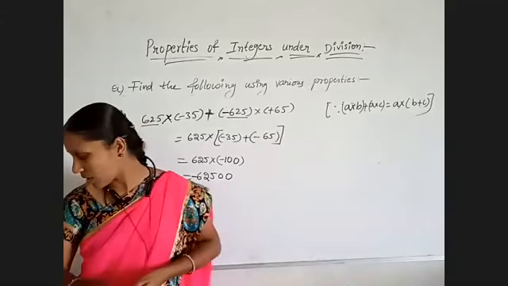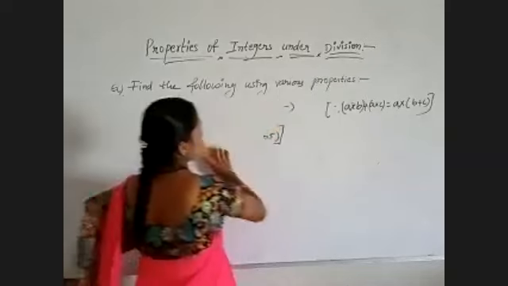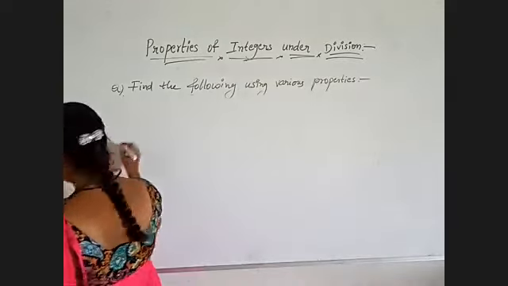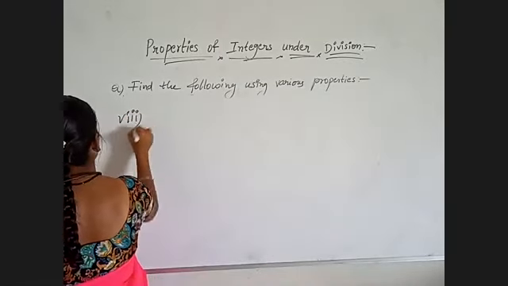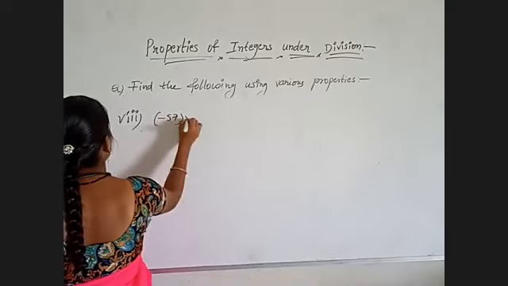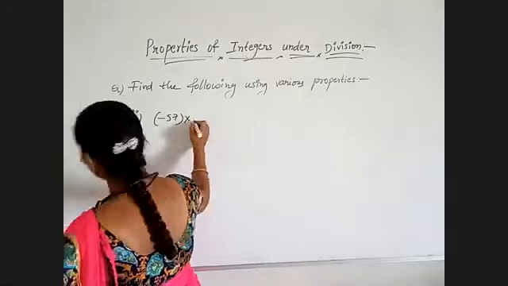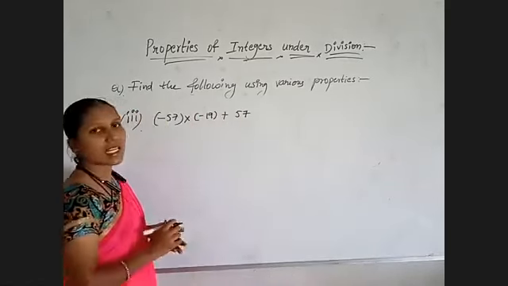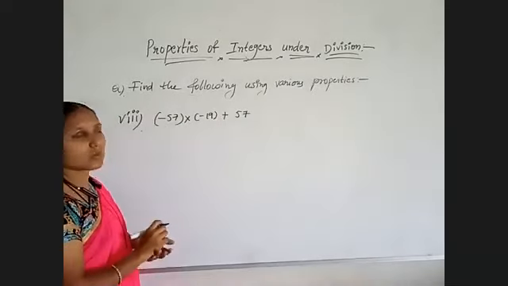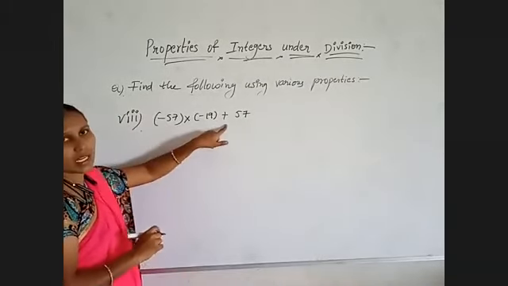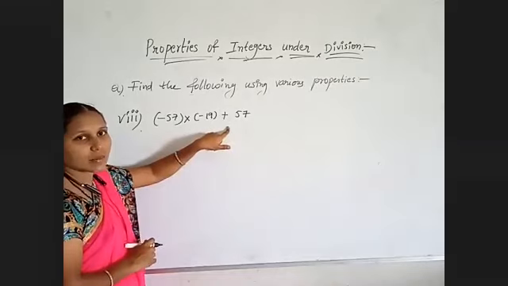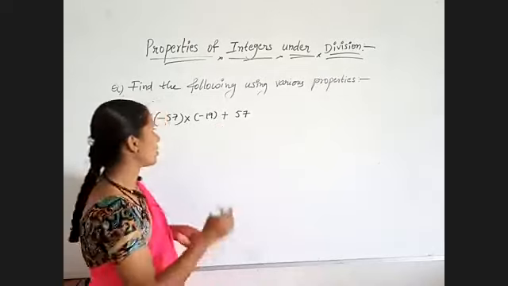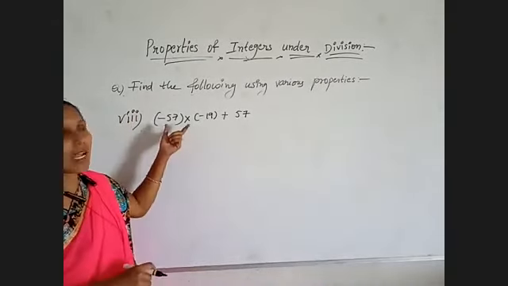Now coming to the next example: minus 57 into minus 19 plus 57. Here just observe, only three numbers we are able to see, but into plus is there. That means it comes under the distributive property. So try this question yourself.